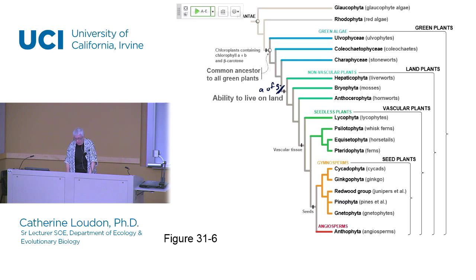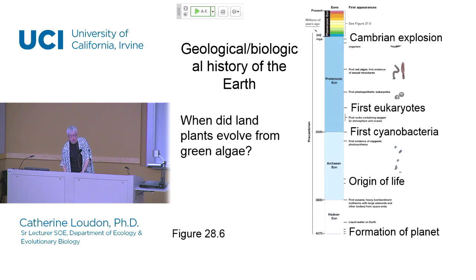Okay, so the closest relatives, the sister group to the land plants, are these various groups of green algae. And as mentioned before, green algae are primarily aquatic, so the origin of land plants involves a transition from an aquatic existence to a terrestrial existence. So let's consider the biological ramifications of such a transition, and also, when did this occur?